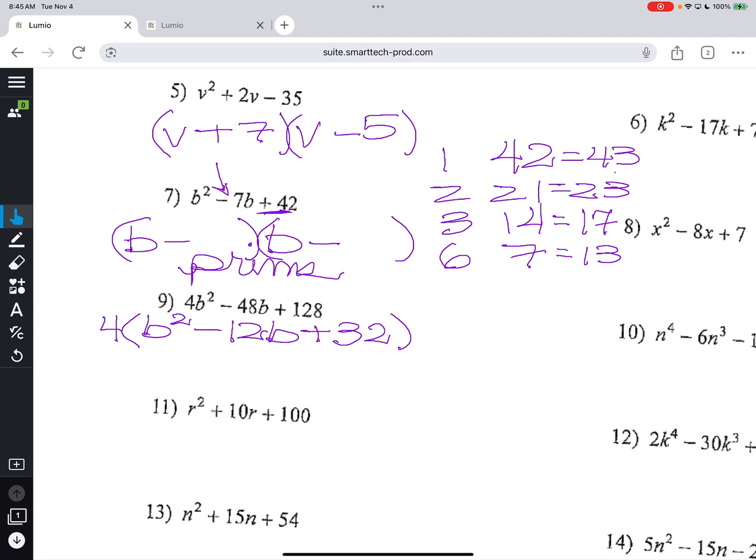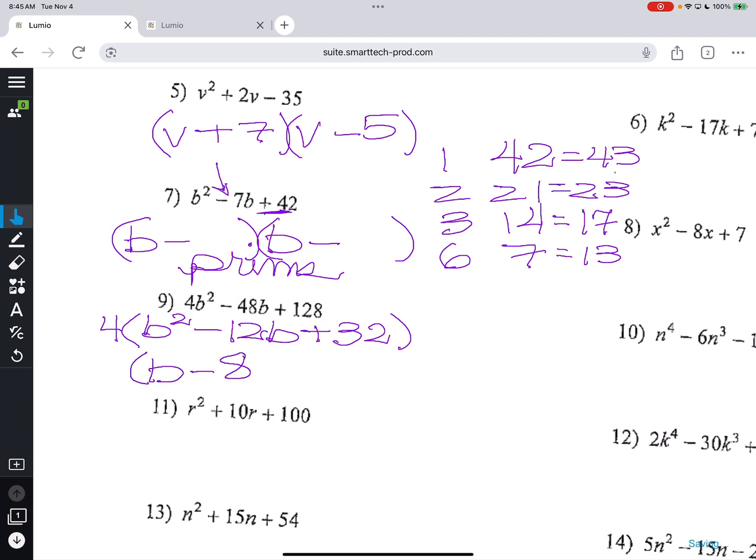All right, let's list. 8 and 4. 8 times 4 is 32, and 8 plus 4 is 12. But tell me about the signs. They're going to both be negative.